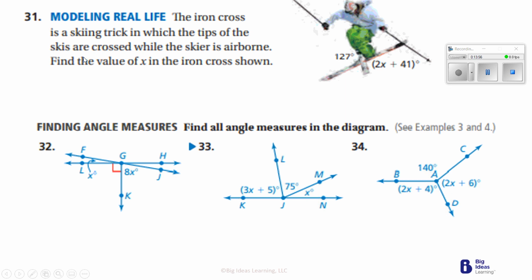31 says the iron cross is a ski trick in which the tips of the skis are crossed while the skier is airborne. Find the value of x in the iron cross shown. Well, if this is 127 and this is 2x plus 41, these are vertical to each other, which means they have to equal each other. If I were to solve this, I would say I have 127 has to be equal to 2x plus 41.